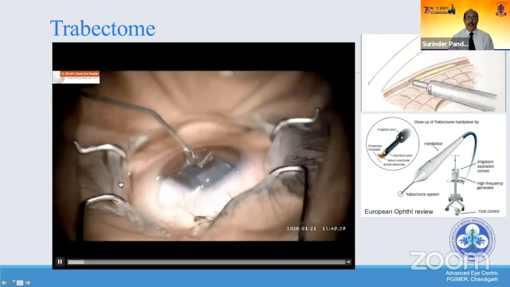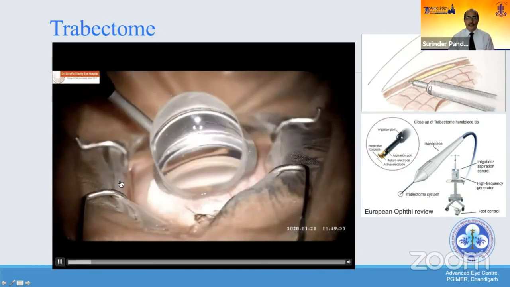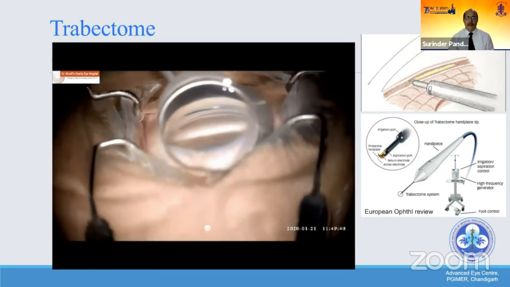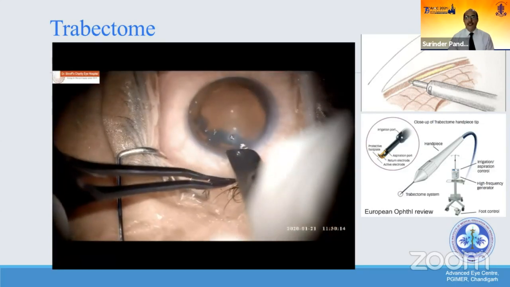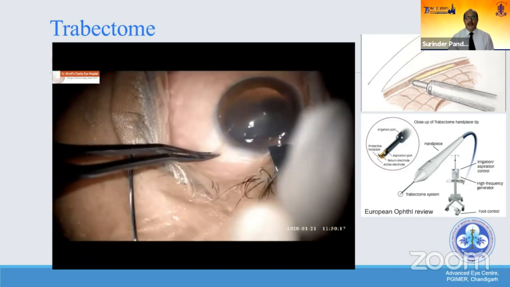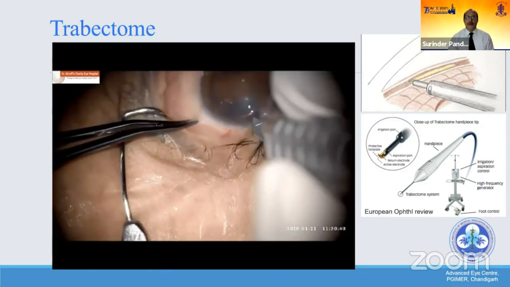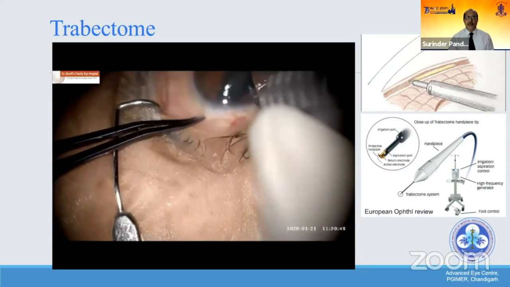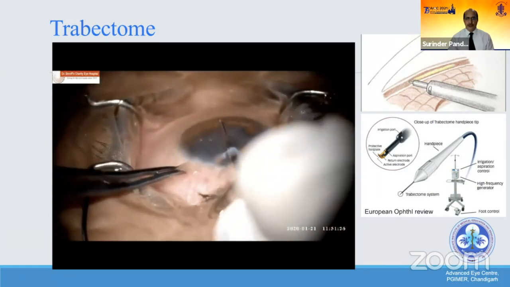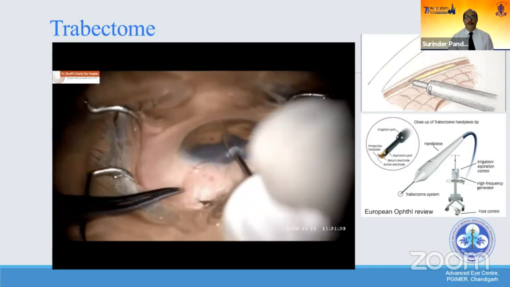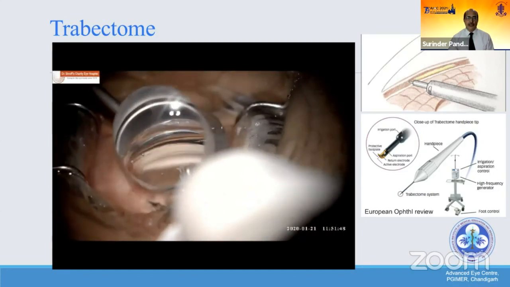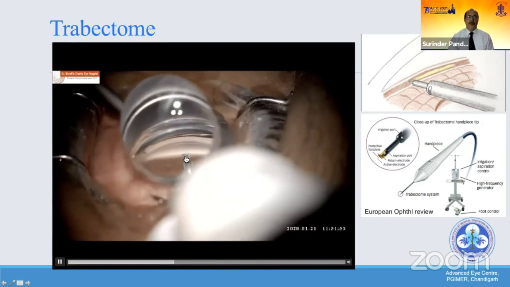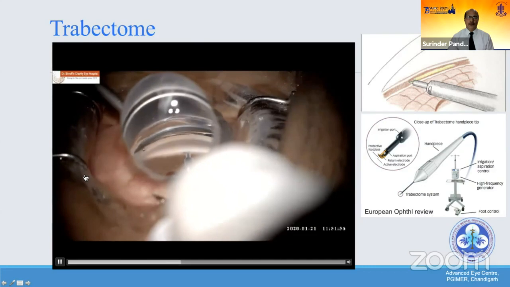Basically you need to have a direct gonioscope to view the angle and position the patient conveniently. So you have to tilt your microscope, and this is the Swan-Jacob lens I'm using. You make a small incision in the clear cornea, using a keratome to make a 1.2 millimeter incision, through which you can use the Trabectome tip, which, as I said earlier, has an angled pointed tip that can engage into the trabecular meshwork, into the Schlemm's canal.